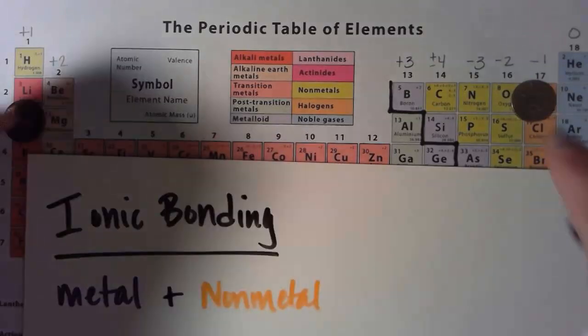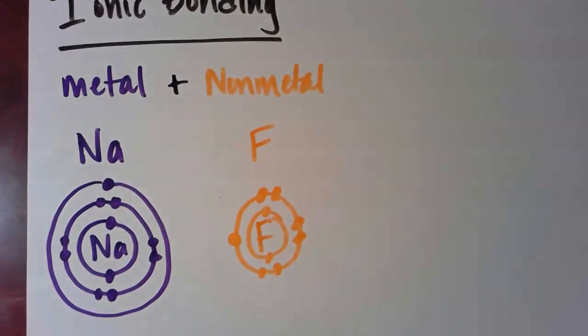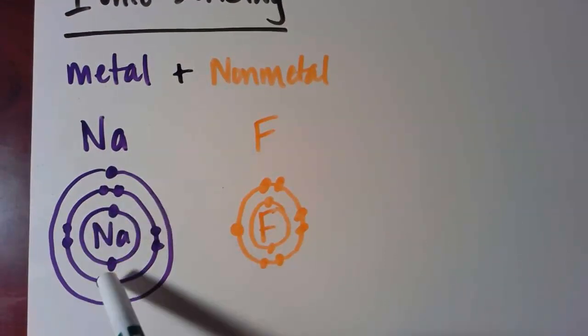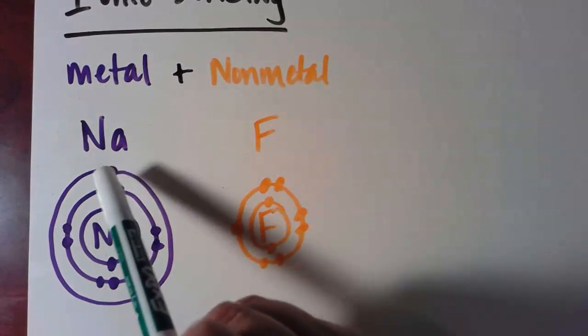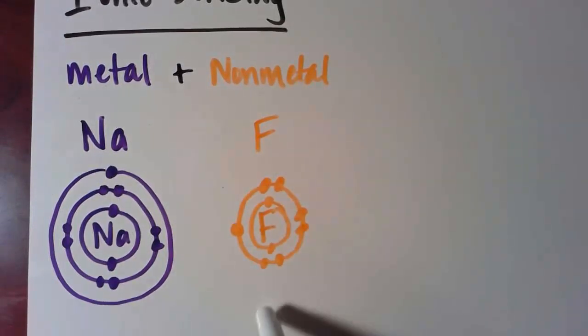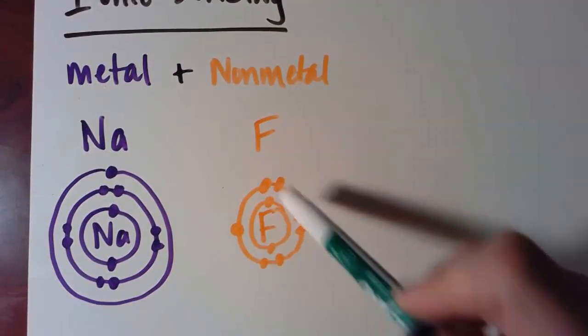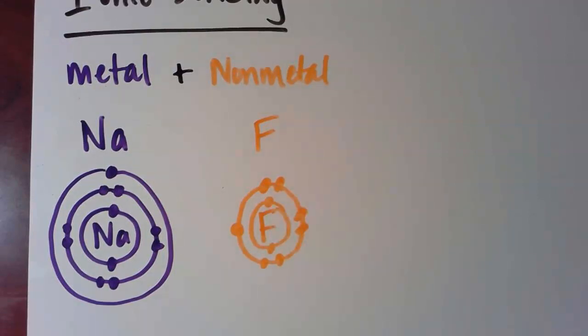Okay, so in an ionic bond, when you have a metal and a nonmetal coming together, this is what you're going to see. Here's sodium. Now remember, sodium has 11 electrons. That's why we have 2 in the first, 8 in the next, which is 10, plus 1 more is 11. There's my 11 electrons. Fluorine is number 9 on the periodic table, and it has 2 plus 2, 4, 6, 7, which is a total of 9 electrons.